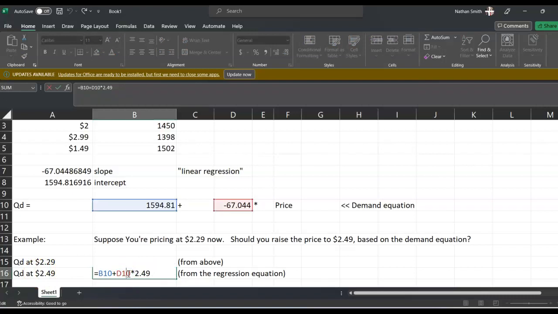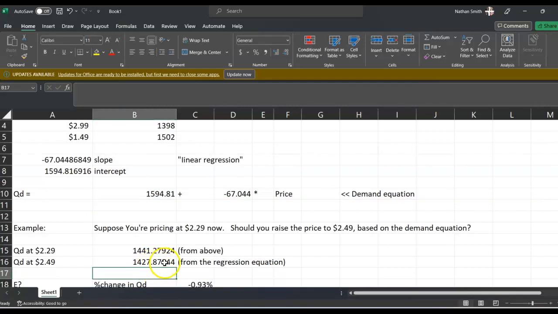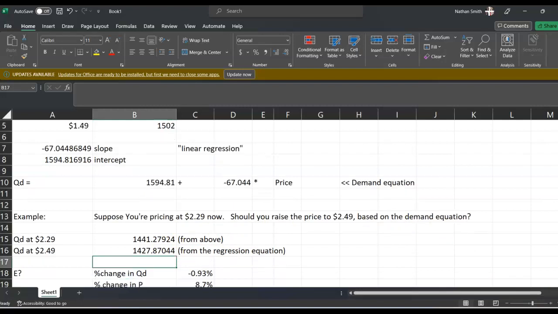I don't know exactly what my QD is going to be, so I'm using the demand equation as a forecasting tool. Okay, so I'm going to rerun the demand equation again. So intercept plus slope times your new price of $2.49. So this firm is going to predict a decline in quantity to about 1427.87. And in real life, if you have whole number units for your product, you would just round those.